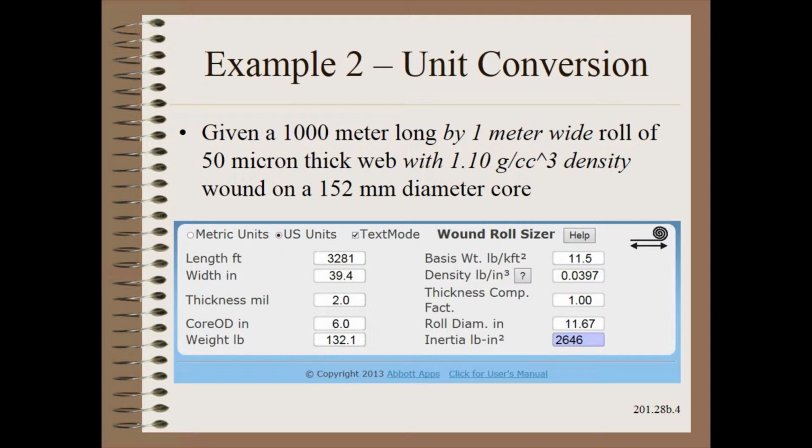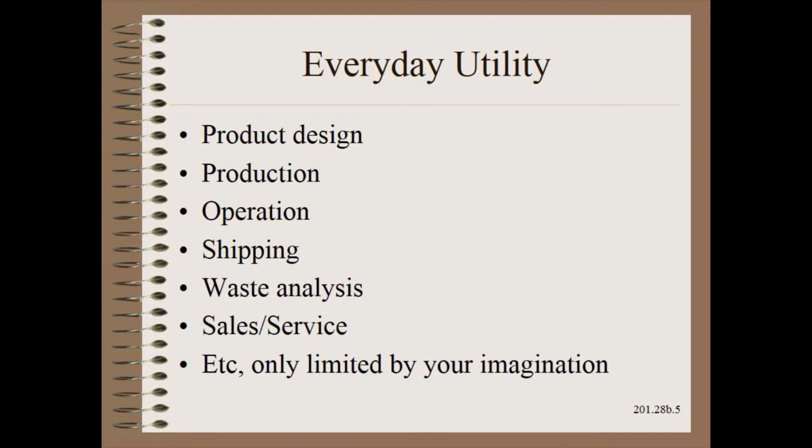You can also use this app to convert an entire set of numbers from metric to US or vice versa, merely by checking the other box. We see that the 50 micron film is 2 mils thick, which is on the thick side for film, but on the thin side for paper. We also see that the wound rolls are small in diameter, but too large to lift by hand, even with 2 people. I can't imagine a single person working with wound rolls who could not use this app for a variety of uses.